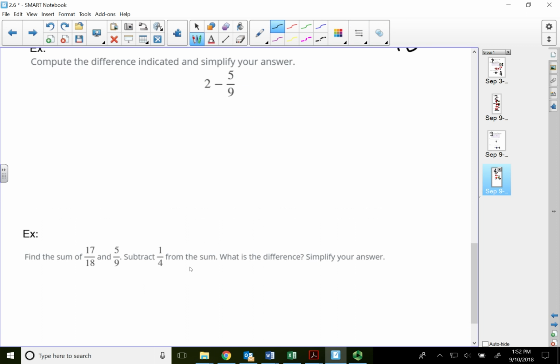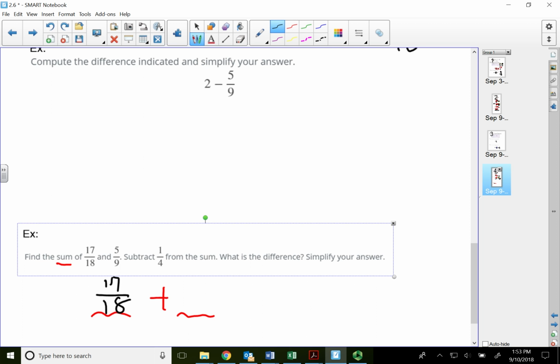Okay. All right. So this one, the sum of, so this is translation again. Sum means addition. Addition between who? The sum of 17 over 18 and what's the other fraction? And 5 over 9.